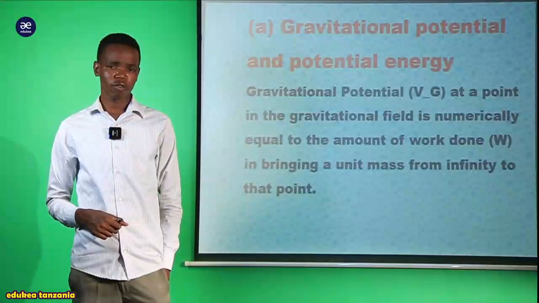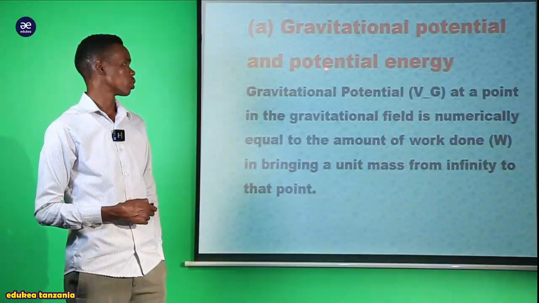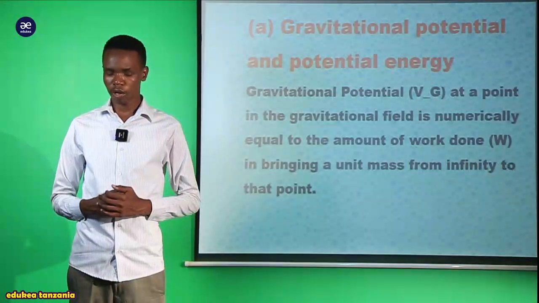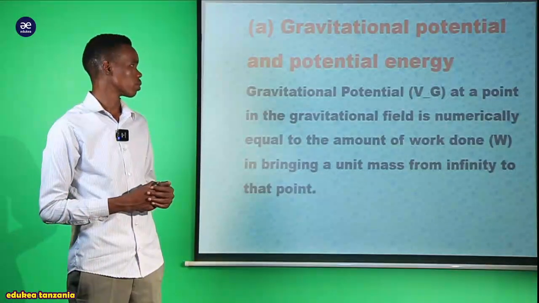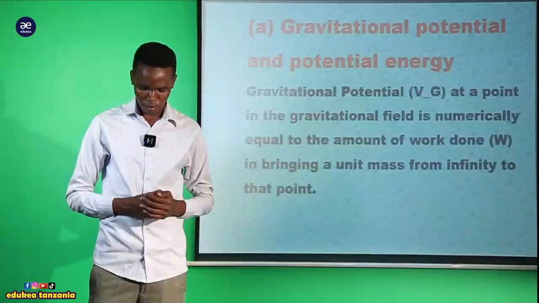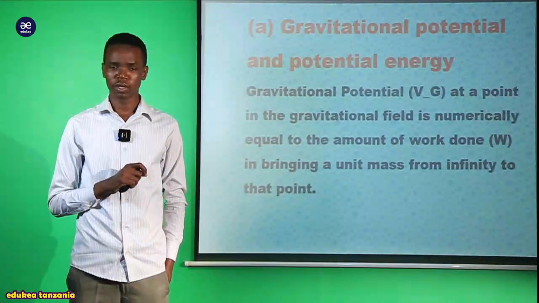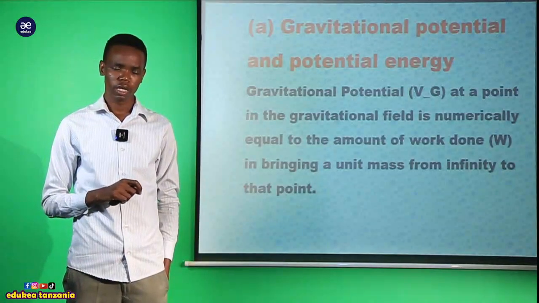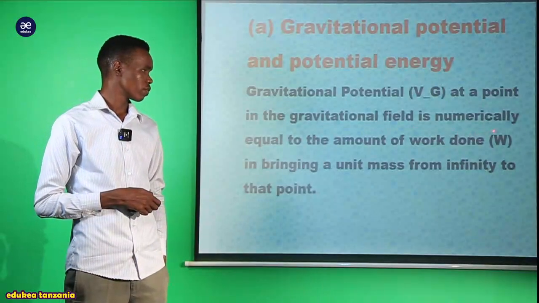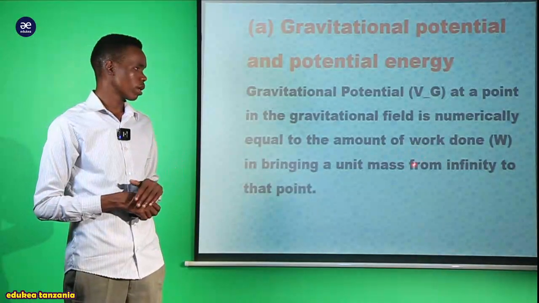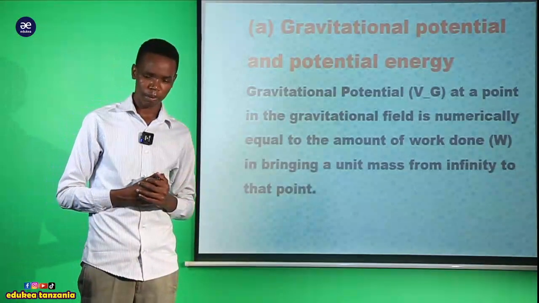So after that, my dear student, let us go and look at the gravitational potential and the potential energy. This is how we are going to see how we can demonstrate the formula of the gravitational potential and also the potential energy. So gravitational potential is represented by the symbol Vg. At a point in the gravitational field, its value equals the amount of work done in bringing a unit mass from infinity to that point.